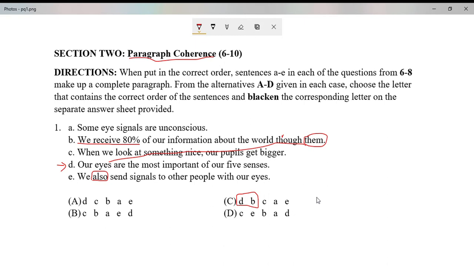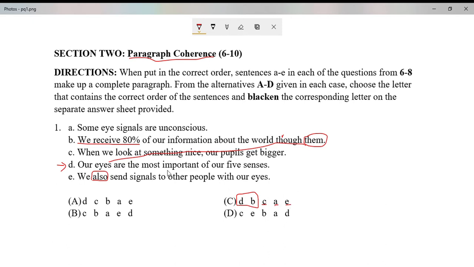We know that we're going to be talking about our eyes, and that we receive 80% of our information about the world through them. This is a simple process of elimination that you can use to save yourself time in paragraph coherence questions. Okay, so once you do that, I want you to read right through the rest of the letters given over here so that you can make sure that the rest of this makes sense, right? Sometimes it can be tricky. You think that you've made a connection, and then when you read the rest of them, it doesn't really make sense. So I'm gonna read the rest of them to check.